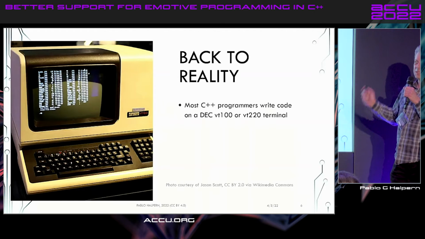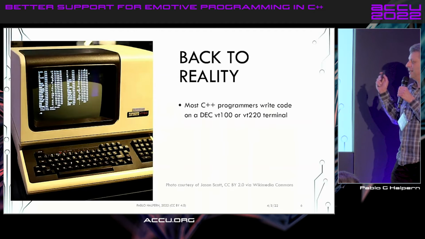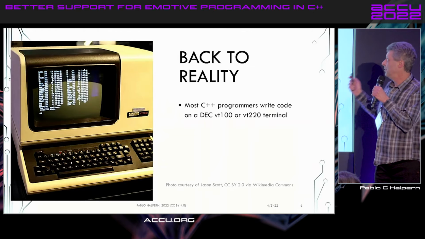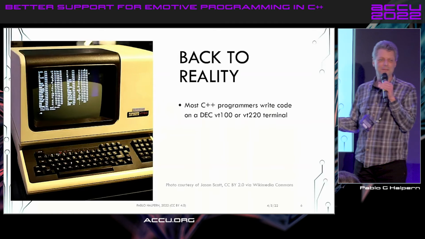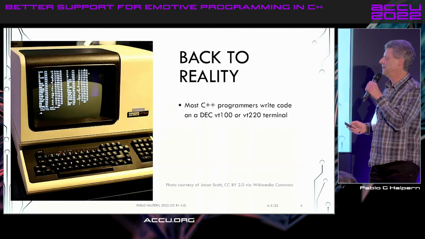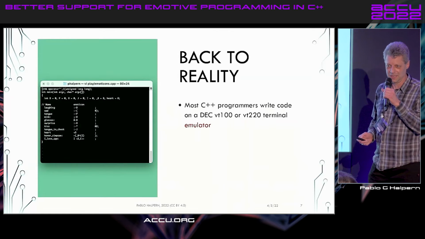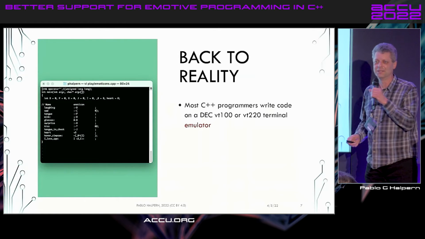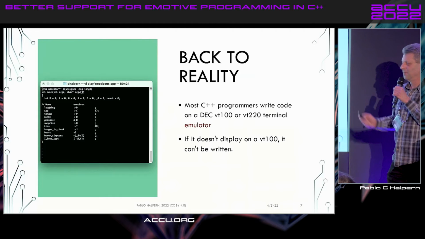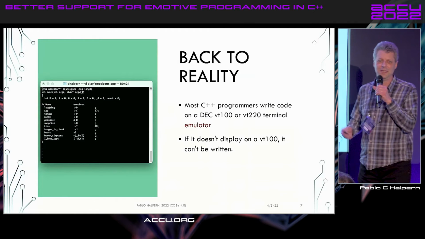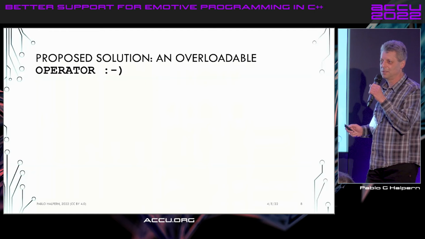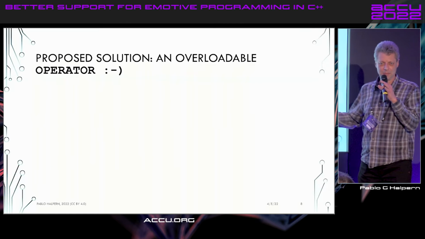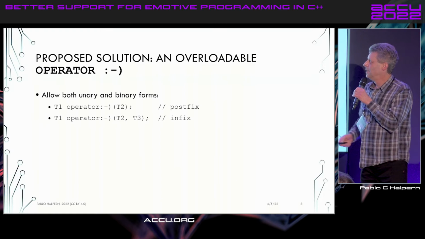Okay, so we're back to reality, right? We know that most C++ programmers program on VT100s or VT220 terminals. Okay, that's a little bit of an overstatement, isn't it, right? Because they program on emulators for VT100 and VT220. So if it doesn't show up on the VT100, it can't be used in your program.